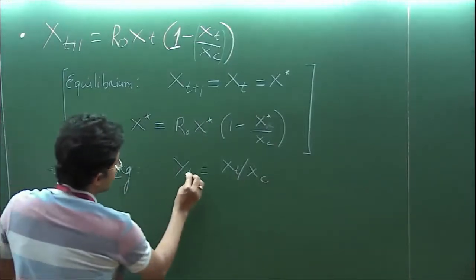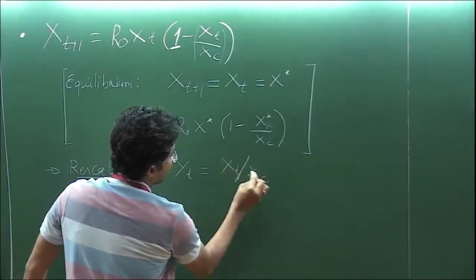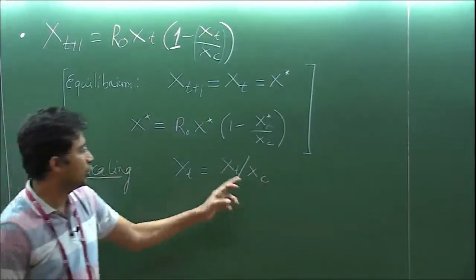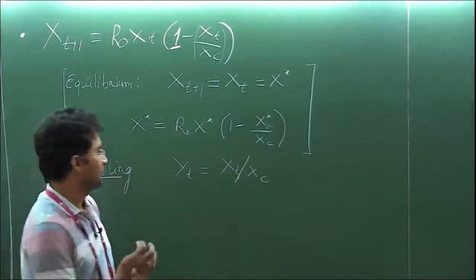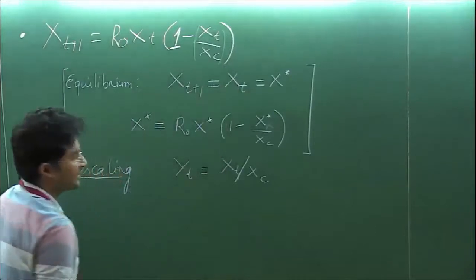So let us see what happens. So what does yt mean? Yt is basically xt measured in the units of xc. So when xt is equal to xc, you have a value of 1. So can we now write down this equation in terms of yt's?